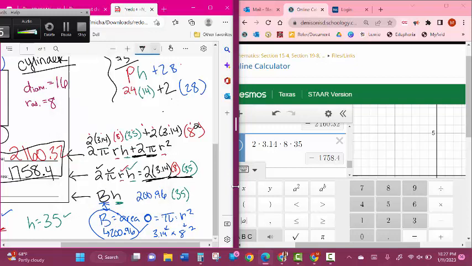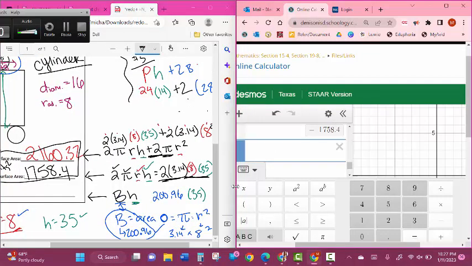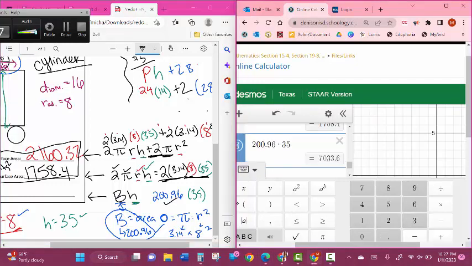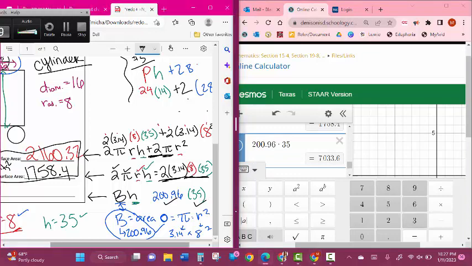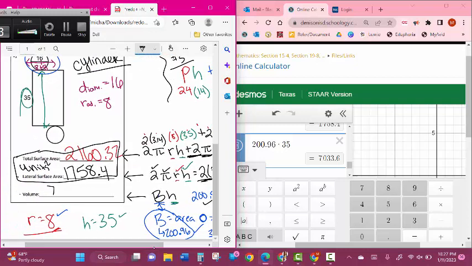Now I'm ready to type this in on my online calculator. We have 200.96 for area of the base times 35 for height of the prism, or cylinder, I mean, and that is 7,033 and 6/10. Okay, and this is units. The measurements that we don't know, we can call units, and that'll be to the third power because it's a volume.